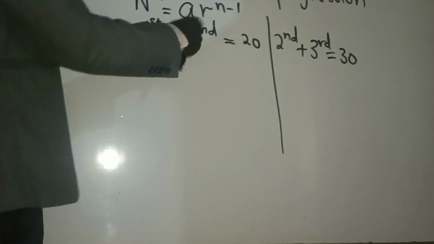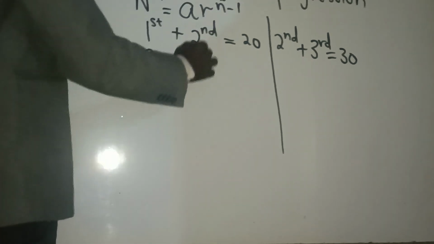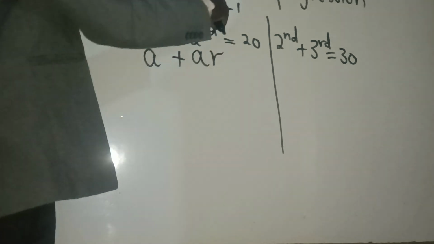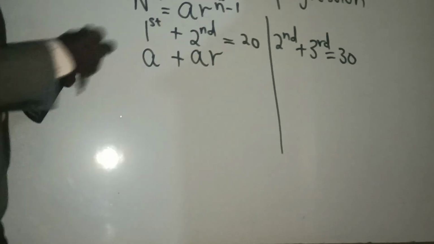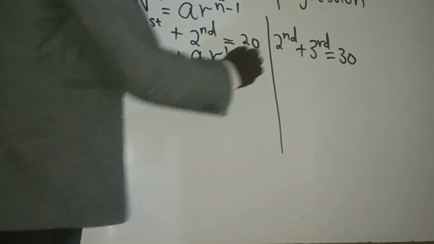Then how do you get the second term? Where there's n, I'm going to put 2. So I'll have A, then I'll write R, then where there's n, I've put 2. So I'll end up having 2 minus 1. That ends up giving us AR^1, and that should be equal to 20.